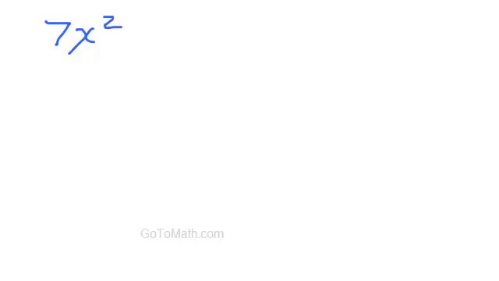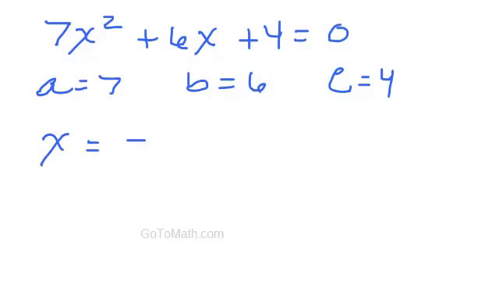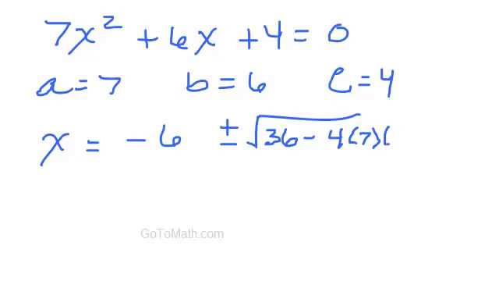We got 7x squared plus 6x plus 4, setting that equal to 0. So we know that a is equal to 7, b is equal to 6, and c is equal to 4. Right? Okay, so we start with b, which is just going to be 6 there. And then we got b squared. I'm going to go ahead and square that. Minus 4ac. So 4 times 7 times 4 again.